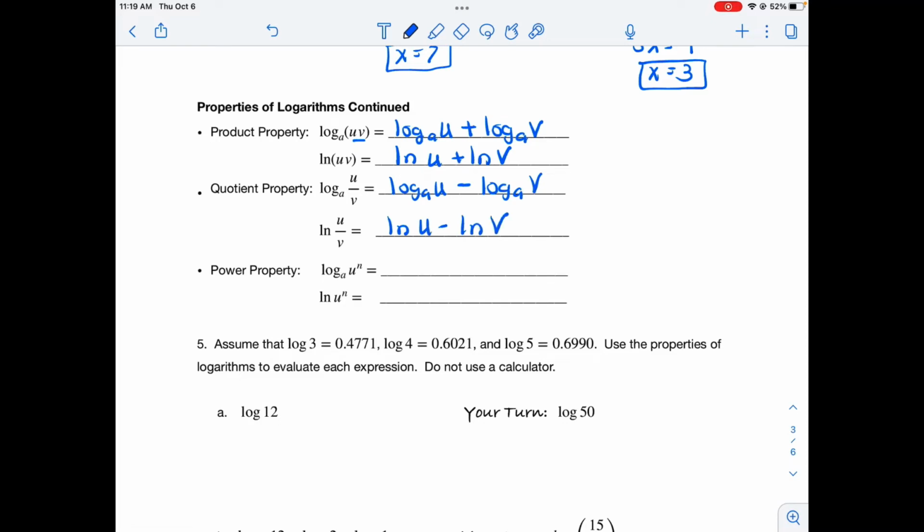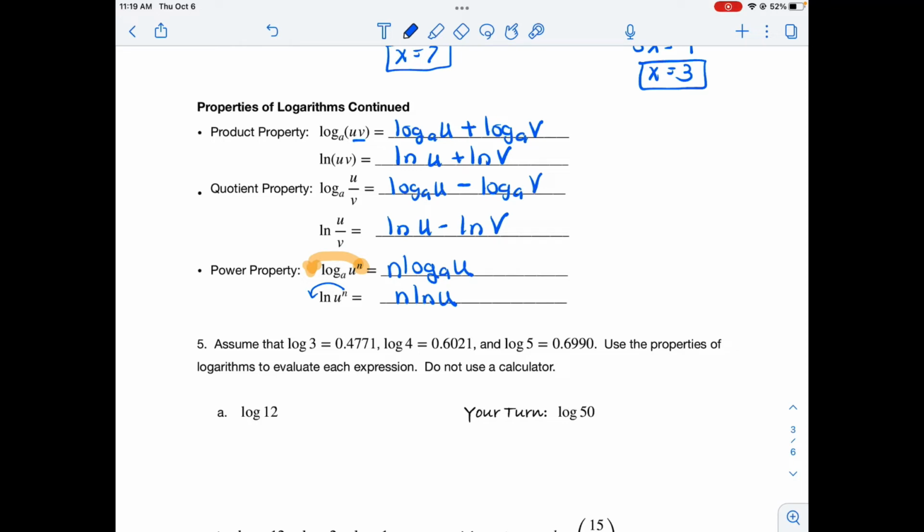Our power property is kind of cool. If you have log base a of u to the n, notice that the base u is not the same as the base of the logarithm, so I can't use the inverse property. So when you have this, you just bring the power to the front and multiply by it. So the natural log of u to the n becomes n times the natural log of u.